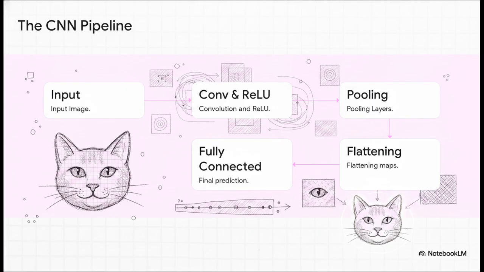Only at the very end, once the spatial data is super rich with high-level meaning, do we finally flatten the maps into a 1D vector. We feed that vector into a traditional dense or fully connected layer, which tallies up all the evidence, like whiskers, fur, pointed ears, and spits out the final prediction, cat.